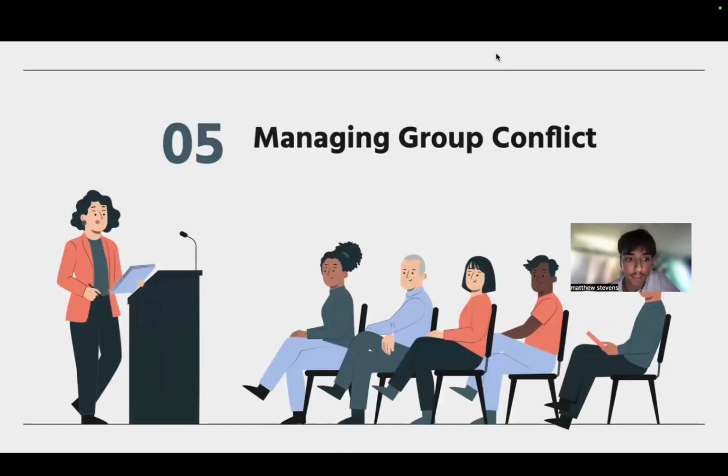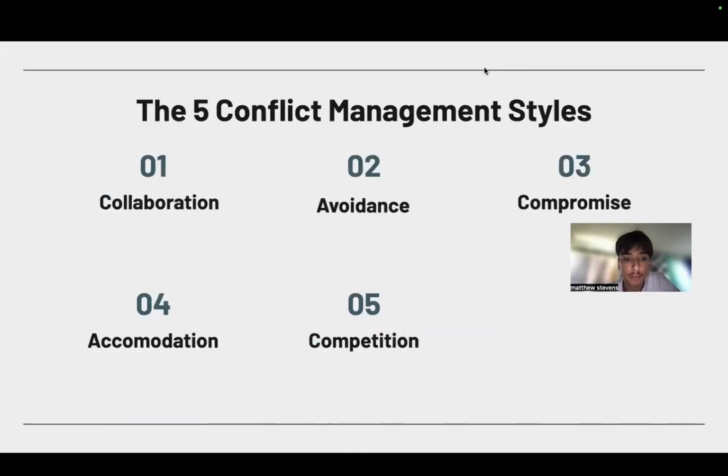Managing group conflict. There are 5 conflict management styles, the first one being collaboration, the second one is avoidance, the third is compromise, the fourth is accommodation, and the fifth is competition.